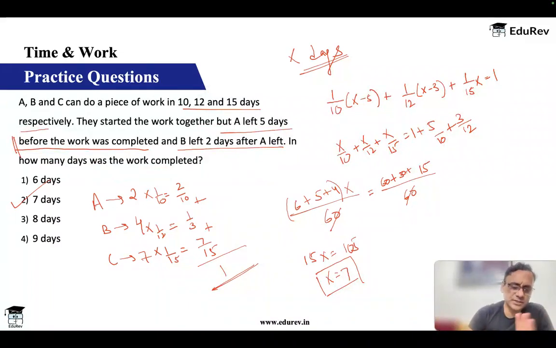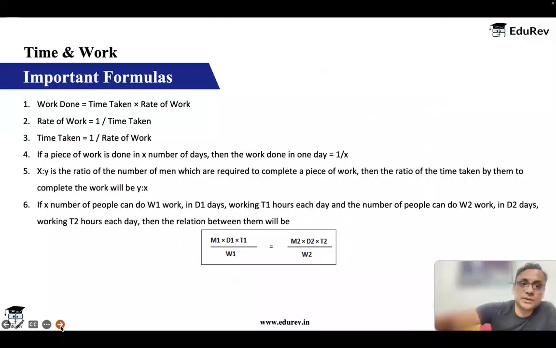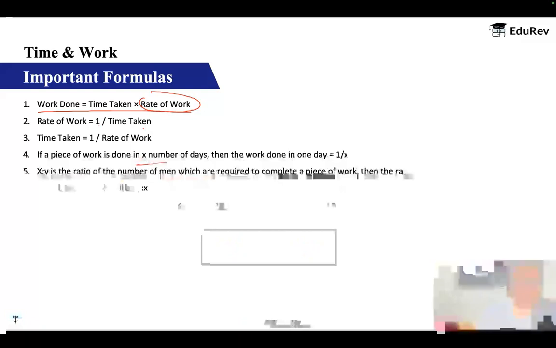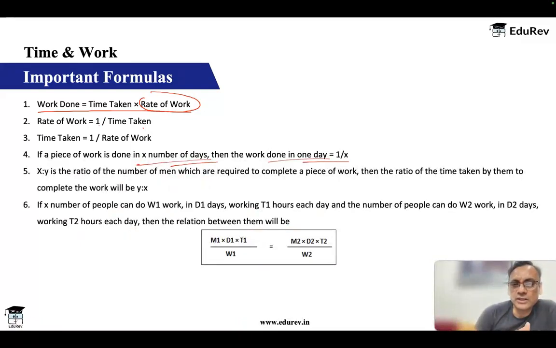So this was just a recap of what we had done in the previous class with slightly more advanced questions. Now let's move to the core concept for today, which is the concept of man days. Before that, what we have covered so far: work done is equal to time taken into rate of work. Rate of work is per day work, per hour work, or whatever. Rate of work is equal to 1 upon time taken. Time taken is equal to 1 upon rate of work. All this we have done earlier. If a piece of work is done in x days, then work done in 1 day is 1 by x. All this we have done and we have solved enough number of questions.